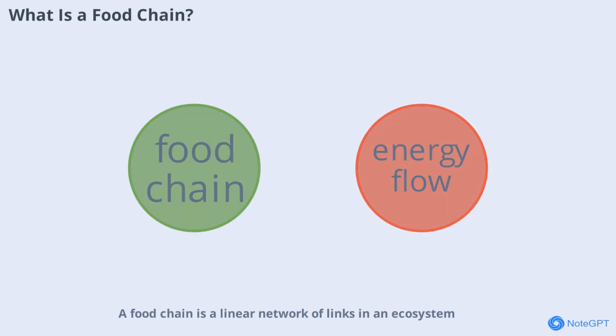A food chain is a linear network of links in an ecosystem, starting from producers and ending with top predators. It demonstrates how energy and nutrients flow from one organism to another. Imagine a simple chain: grass grows, a rabbit eats the grass, and a fox eats the rabbit. Each step represents a transfer of energy. Food chains are everywhere, from forests and oceans to your backyard. Understanding this basic concept helps us appreciate the delicate balance that keeps nature functioning smoothly.